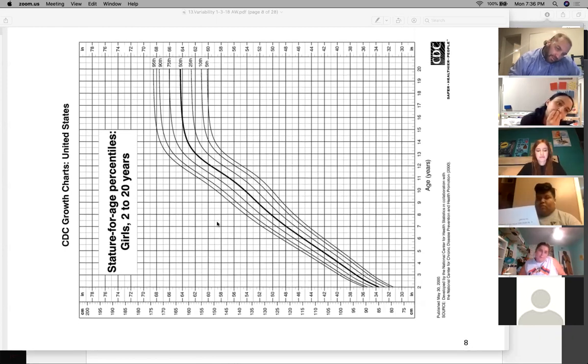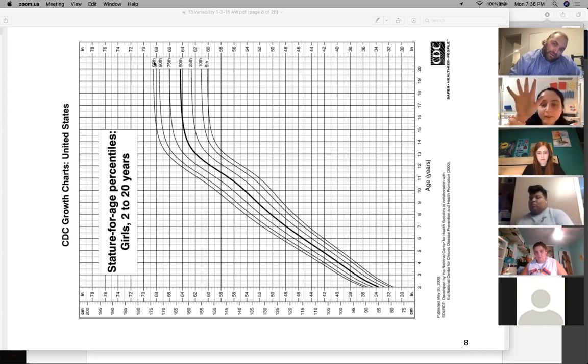They are sideways. So this one says this is a CDC growth chart, stature for age percentiles for girls aged 2 to 20 years. So girls at 2. If you look here at the labels, we have the 5th, 10th, 25th, 50th, 75th, 90th, and 95th percentile.